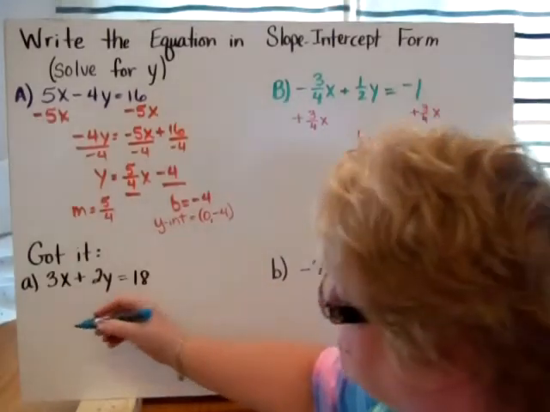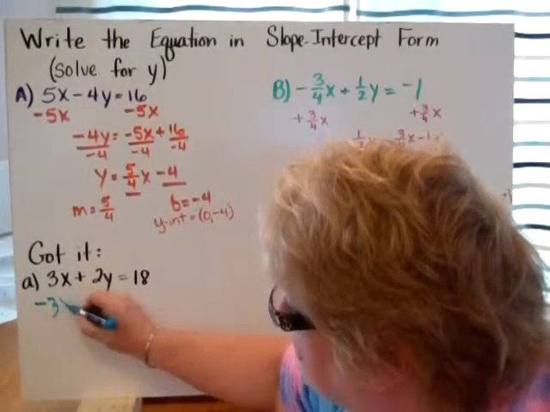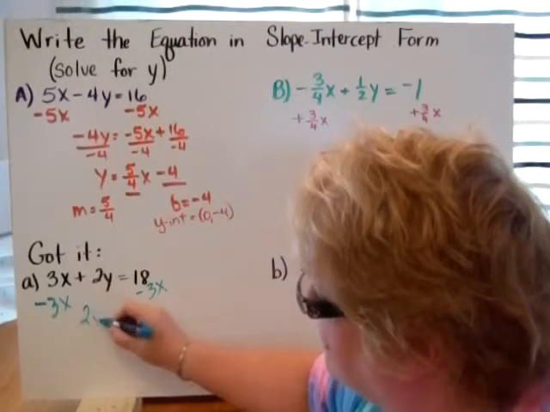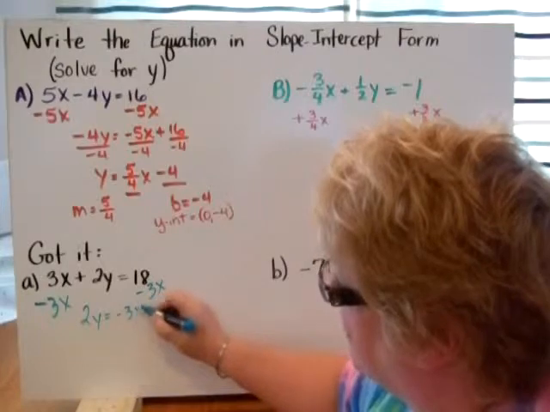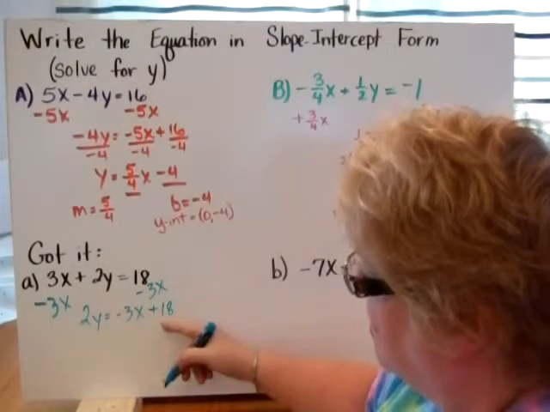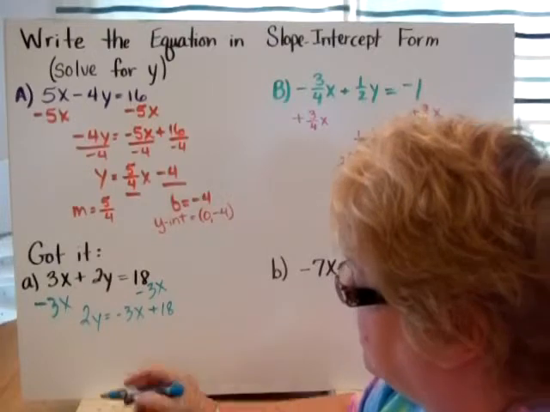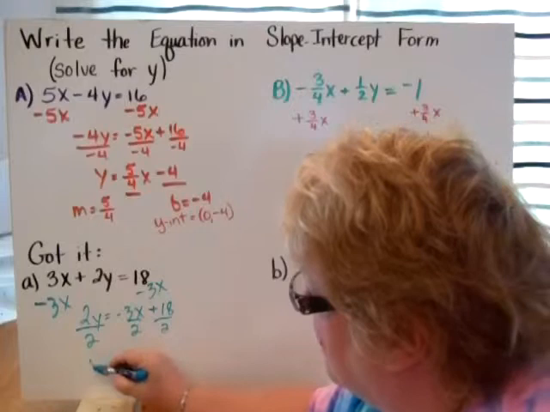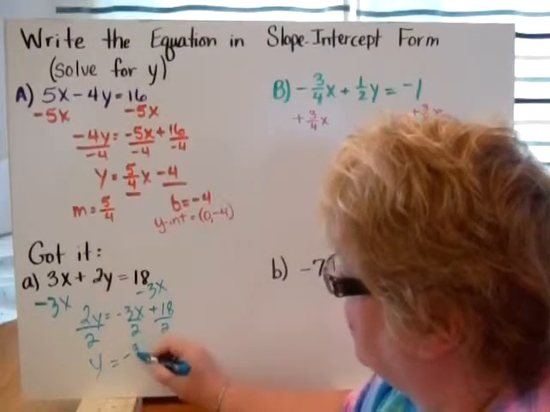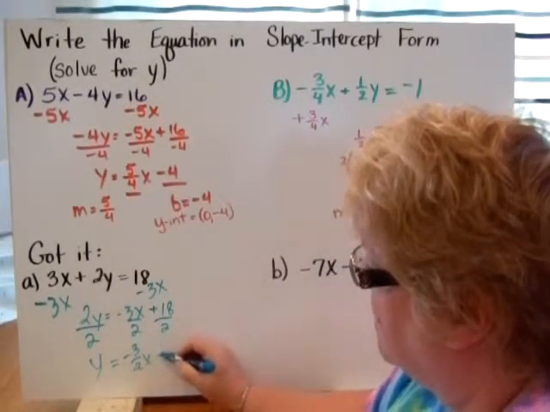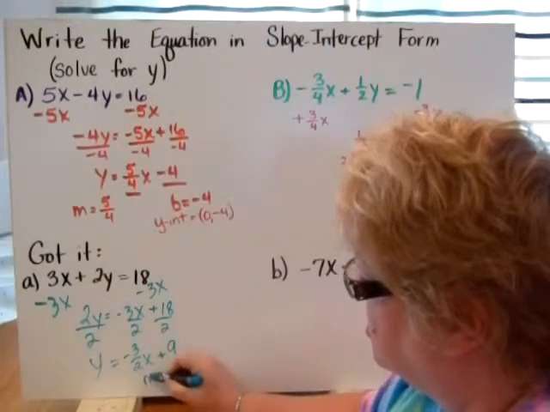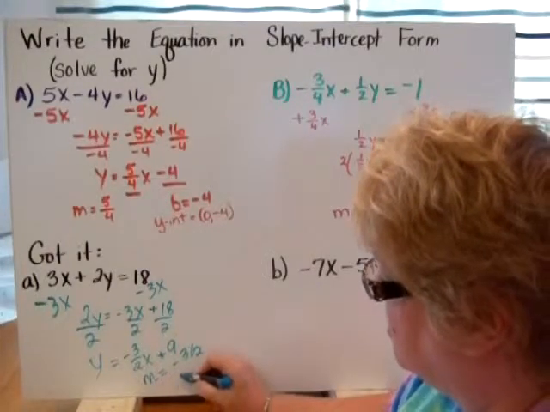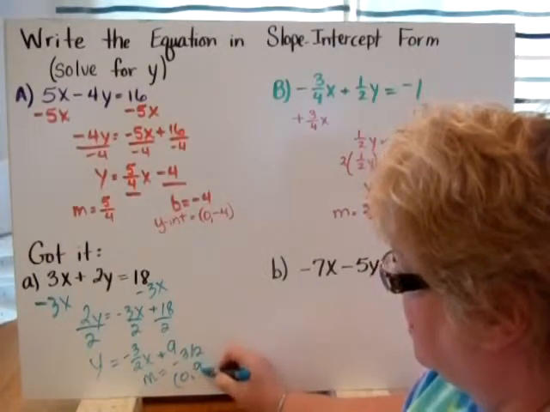On your Got It problems, you start by subtracting 3x from both sides. That leaves you 2y equals negative 3x plus 18, because this is a positive 18. Divide all of your terms by 2, and that will leave you y equals negative 3/2 x plus 9. So your slope is negative 3/2, and your y-intercept would be the point (0, 9), because this is your b.